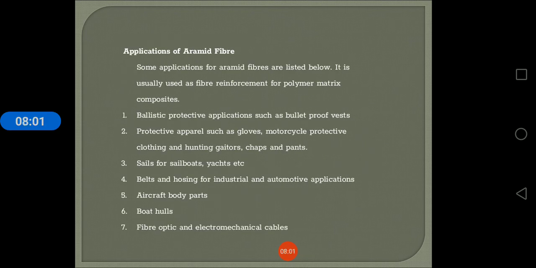Applications. Ballistic protective applications, bulletproof vests, protective apparel such as gloves, motorcycle protectives, sails for sailboats, belts and hoses, industrial applications, aircraft, boat hulls, fiber optic.